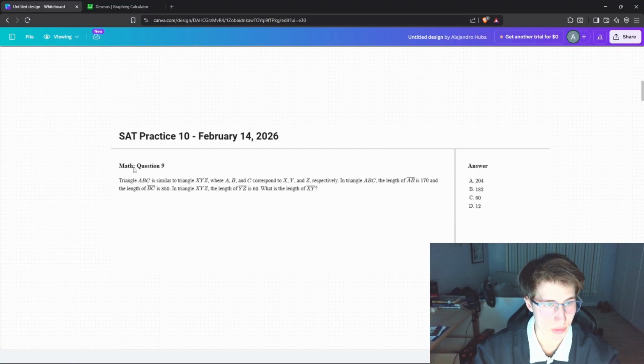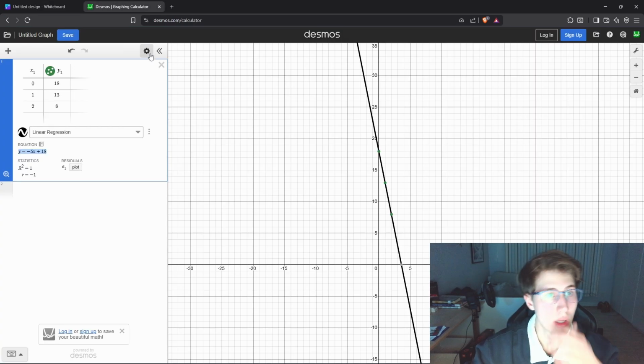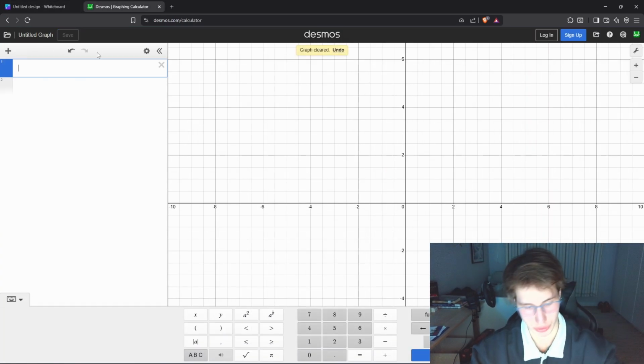So the next question. Triangle ABC is similar to triangle XYZ, where A, B, and C correspond to X, Y, and Z respectively. In triangle ABC, the length of AB is 170, and the length of BC is 850. In triangle XYZ, the length of YZ is 60. What is XY? So in this case, we're going to be setting up a proportion.